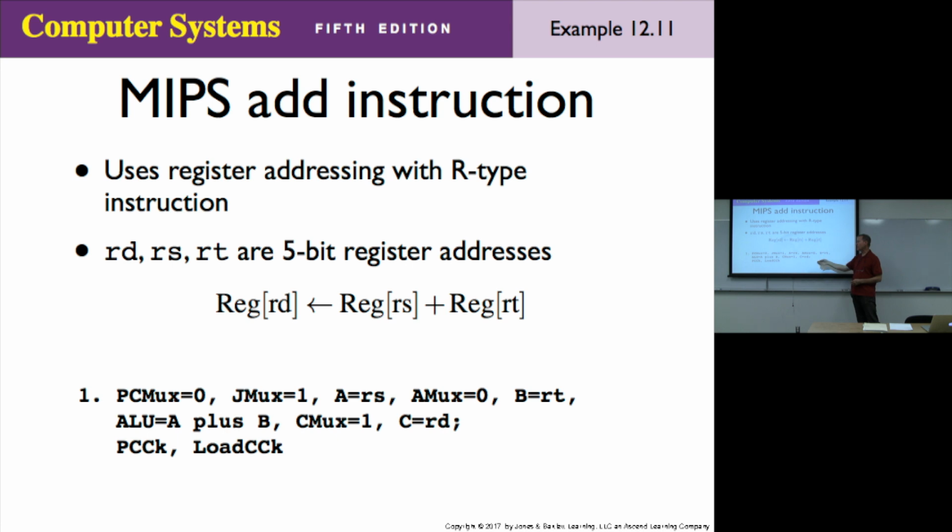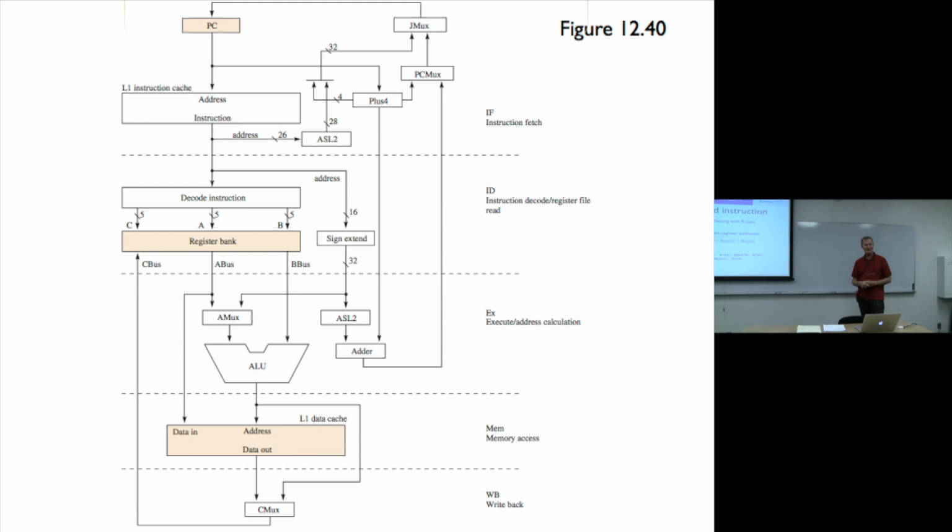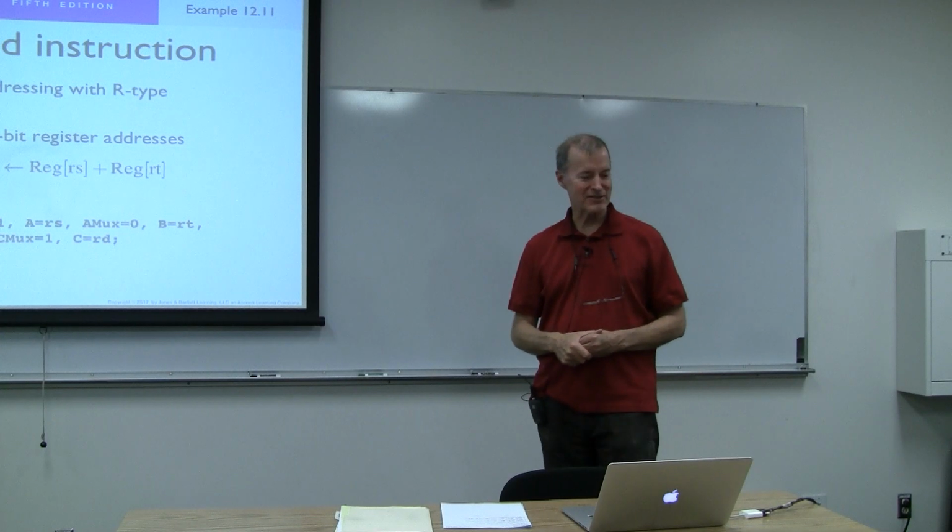What about the other? PC mux gets 0, J mux gets 1. Why do we do that? What does that do simultaneously in this one cycle? The C equals RD and the load CK, that's what puts it into the third register. But what's with the PC mux gets 0, J mux gets 1? What is that doing simultaneously? Exactly, it's incrementing the program counter at the same time. So the whole instruction executes in one cycle. Is that slick? Yeah, very nice organization.